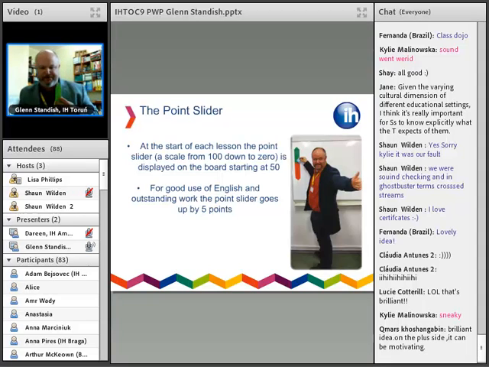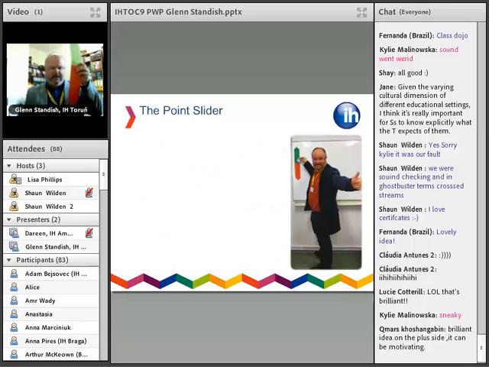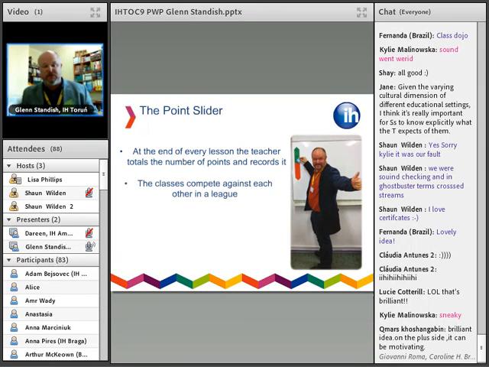points all the time. But similarly, for excessive use of L1, that's a whole different topic, I'm not going to go down that path, but bad behaviour, lack of homework, missing books, just silly little behaviour, things like that, it will be going down by 5 points as well. And basically at the end of every lesson, the teacher totals the number of points and they record it.